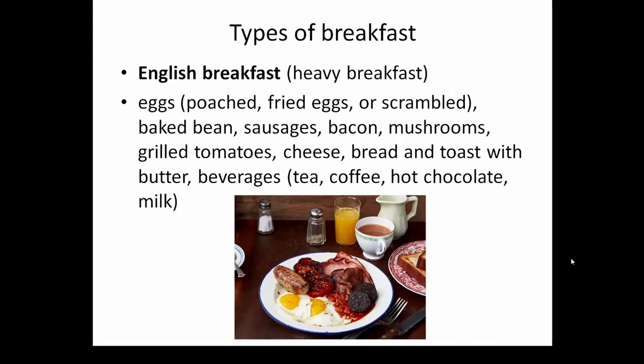English breakfast is also heavy breakfast. You can have eggs, poached, fried eggs or scrambled, baked beans, sausages, bacon, mushrooms, grilled tomatoes, cheese, bread and toast with butter, and beverages, drinks, such as tea, coffee, hot chocolate, milk.